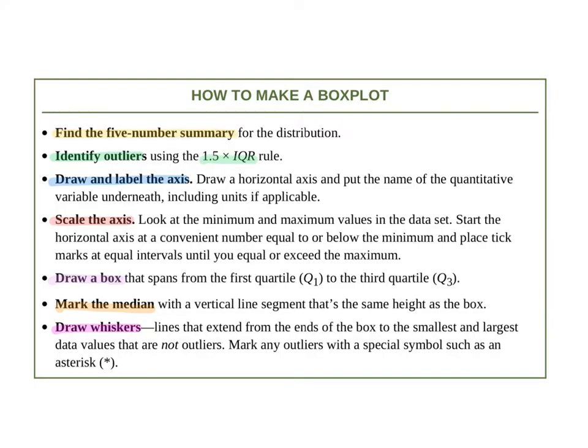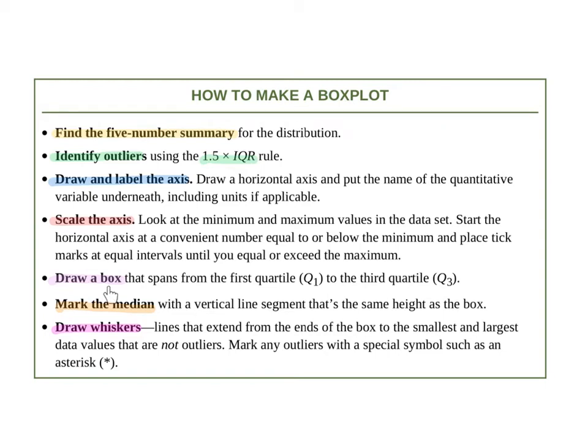So let's talk about how to make a box plot. First step is to find the 5-number summary. That's your minimum, your maximum, your Q1, your Q3, and your median. You want to identify outliers, and that's that 1.5 times IQR rule. IQR is Q3 minus Q1, times 1.5. You want to draw and label the axis. There's only one axis. It's horizontal. You put the name of the quantitative variable underneath and any units that it has, because that's important. You scale the axis. You look at your minimum, your maximum, you make it that big.